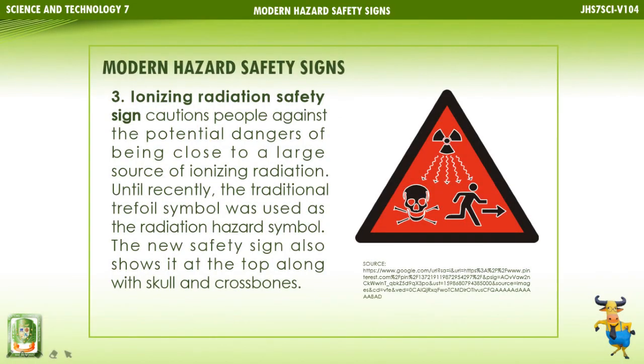3. Ionizing radiation safety sign cautions people against the potential dangers of being close to a large source of ionizing radiation. Until recently, the traditional trefoil symbol was used as the radiation hazard symbol. The new safety sign also shows it at the top along with skull and crossbones.